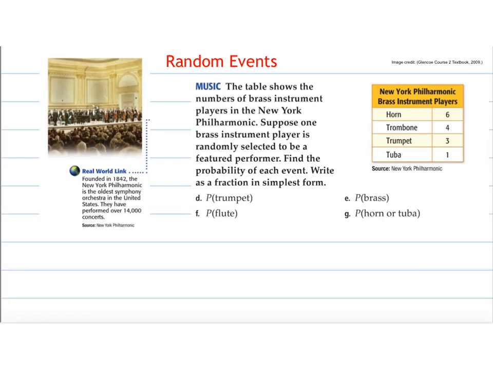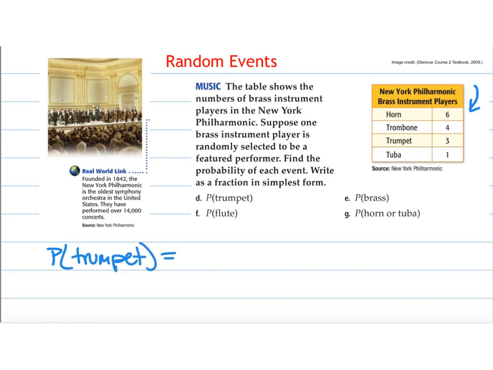All right, another random events. So again, this is just meaning something, we're picking something out of our choices, finding the probability. The table here shows the number of brass instrument players in the New York Philharmonic. Suppose one brass instrument player is randomly selected to be a featured performer. Find the probability of each event, and then write each fraction in simplest form. So looking here is my information. Well, to be able to figure out, so I look here, and I'm looking at D, and I'm looking for the probability of getting a trumpet.